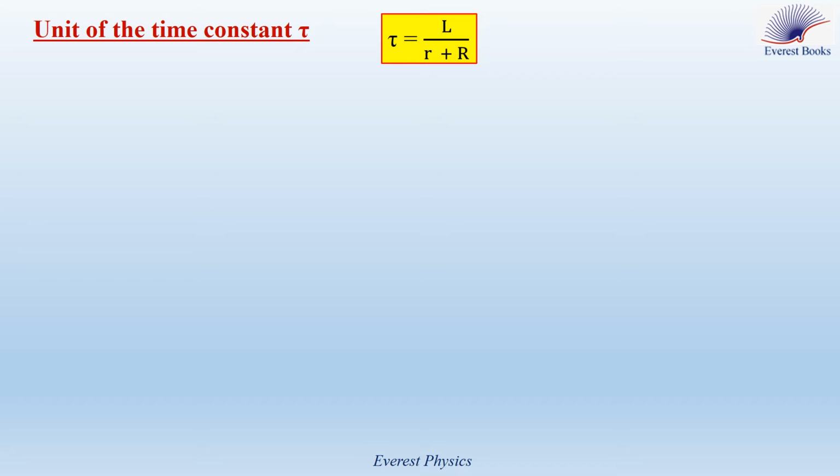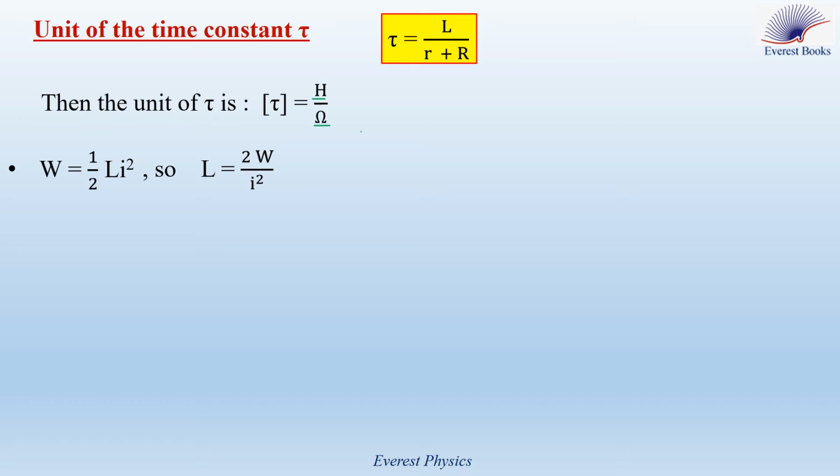Let's determine the unit of the time constant tau. Tau is given by this expression, L over small r plus capital R. So the unit of tau is equal to the unit of L, which is the henry, over the unit of the resistance, which is the ohm. Now, the magnetic energy stored in a coil is given by this expression, 1/2 Li squared. Rearrange. L is equal to 2W over i squared, which means that the unit of L is equal to the unit of energy, which is the joule, over the square of the unit of the current, which is ampere squared.